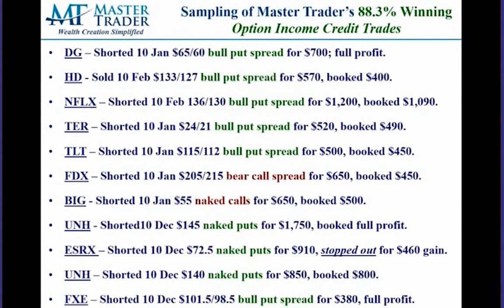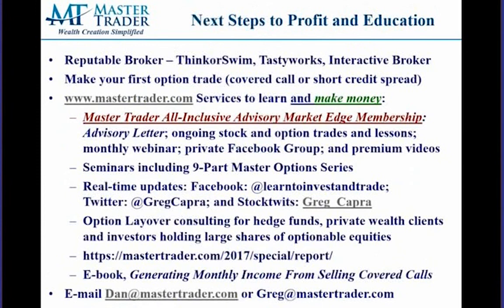Everything on this page right here, I have explained to you and we reviewed in just 40 minutes' time. One thing I just want to show on this ESRX, we actually stopped out, meaning that the pattern went against us, but we still made $460. Why? Because of Theta time decay. When we had to buy back those naked puts to close them out, they were cheaper than the day I sold them for $910. That is the magic of selling options around the pattern.